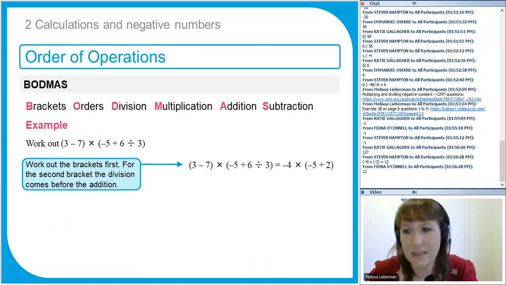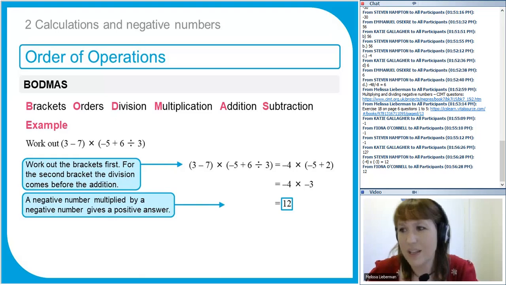Then I've got the times. Now I need to do 6 divided by 3 first. So 6 divided by 3 is 2. So it's going to be -5 plus 2. So this calculation is -4 times -3. We've got a negative number times a negative number, so the answer is 12. So brilliant to everyone that put 12, and you got it right.